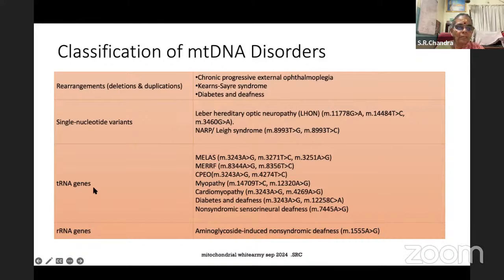Then tRNA, we saw that there are 22 tRNA and 2 rRNA in the mitochondria, in the cytoplasmic mitochondria. And this tRNA produces MELAS, MERRF, progressive external ophthalmoplegia, myopathy, and cardiomyopathy, diabetes, deafness, and non-syndromic sensorineural deafness. And we have got rRNA, that is aminoglycoside-induced non-syndromic deafness.